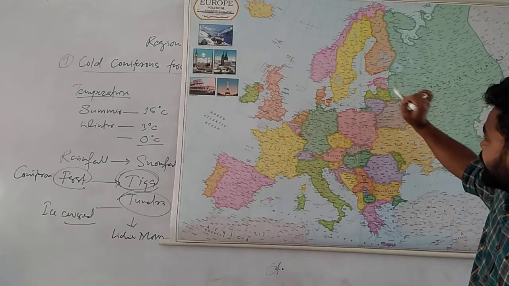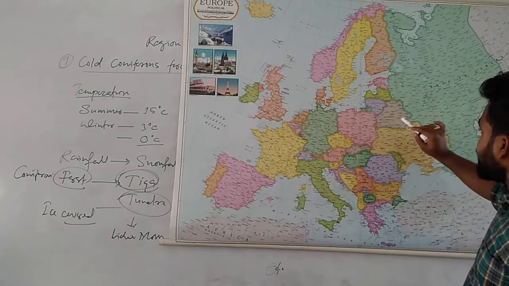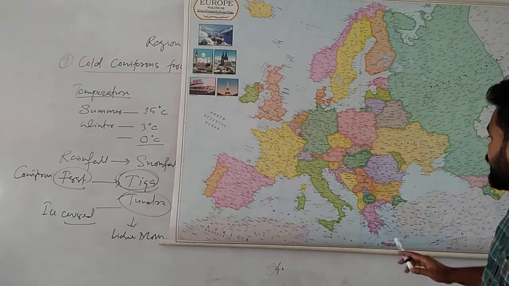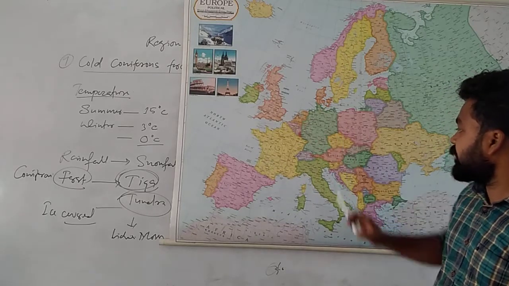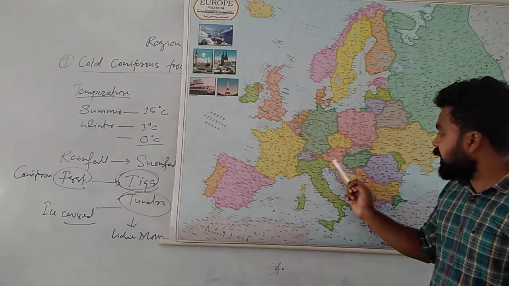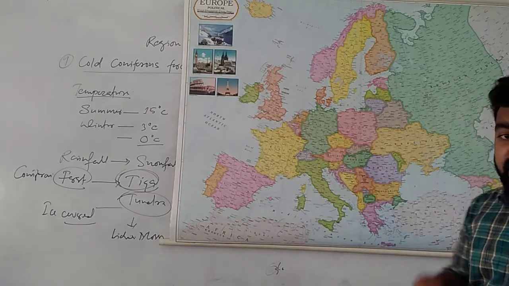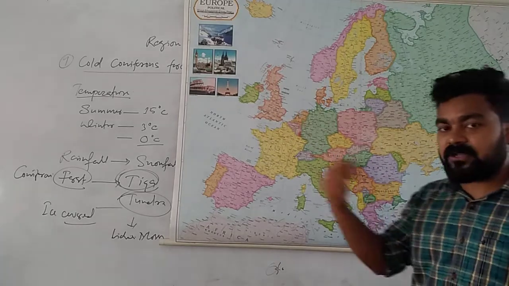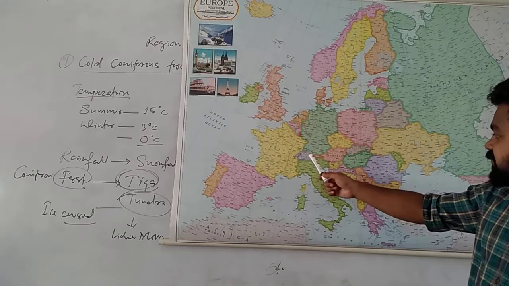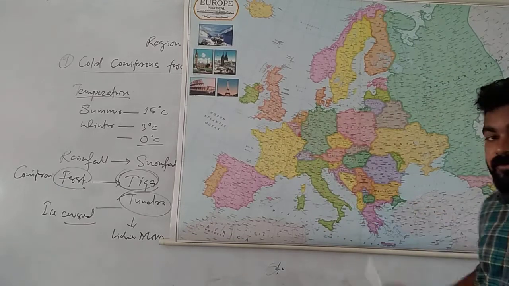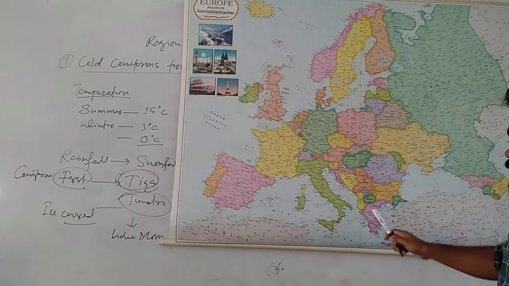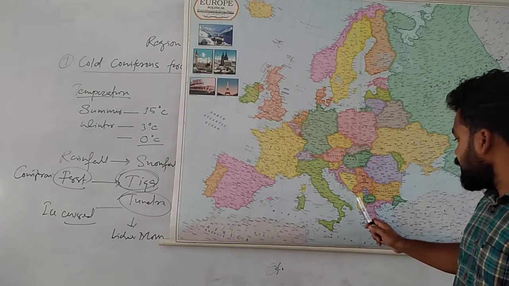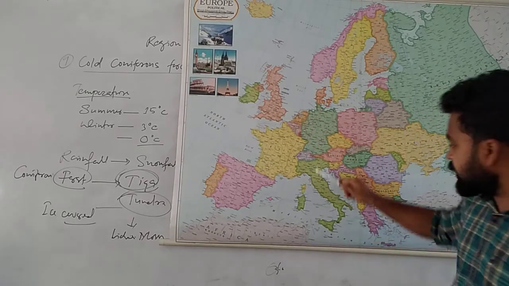Lithuania, Estonia, Latvia. Belarus, Poland, Ukraine, Moldova, Romania, Hungary, Austria, Czech Republic, Germany. Hungary, Romania, Austria we will study when we study the Danube River, because the Danube is the longest river in Europe. We know the Danube flows through Austria, Hungary, and Romania, three countries. Croatia, Bosnia, Herzegovina, Serbia, Montenegro, Bulgaria, Albania, Kosovo, Macedonia, and Italy.